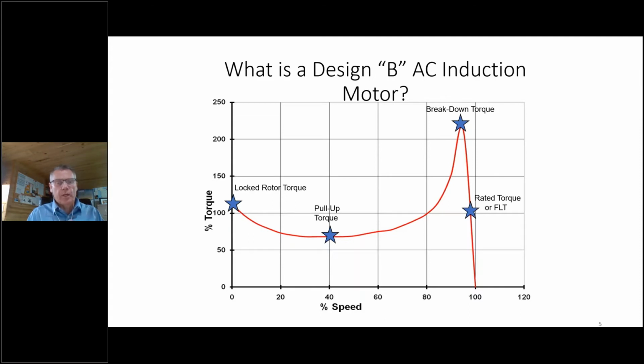And the last point is what we call the rated torque, or full load torque. And that's somewhere just offset from the 100% speed. And I'm going to talk a little bit about synchronous speed versus slip. But this is what we call the NEMA design B curve. And it probably makes up for 95% of all the applications that you would typically run into.